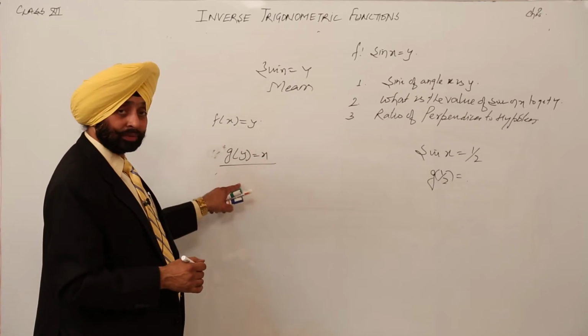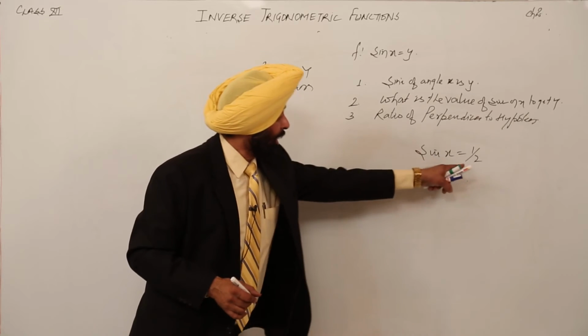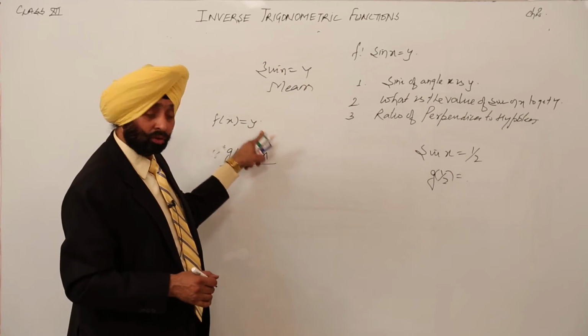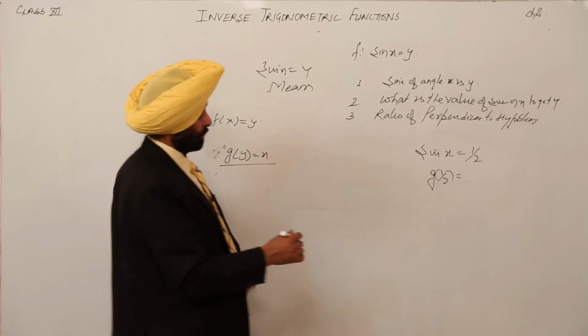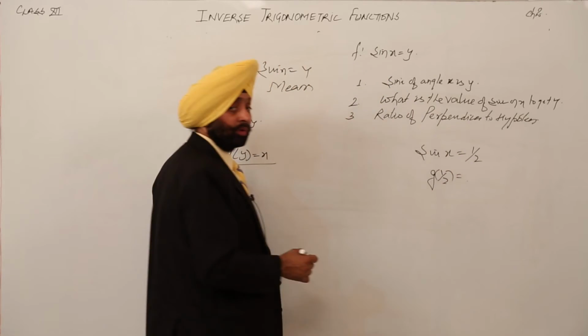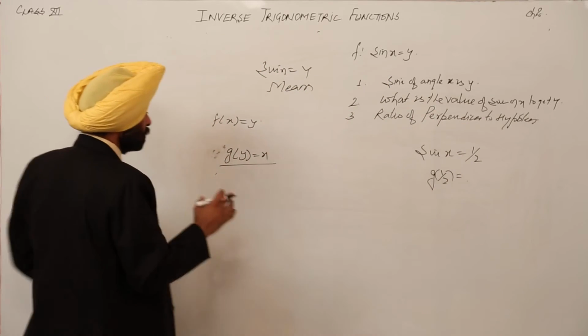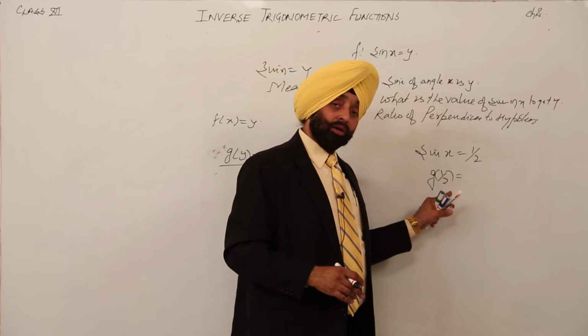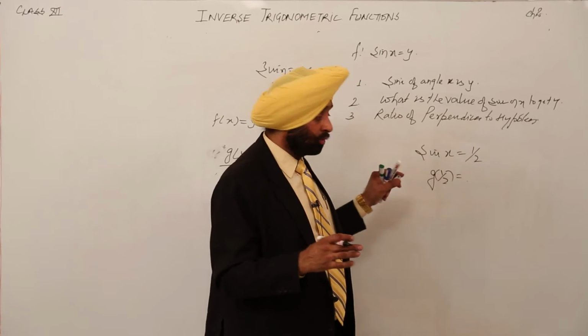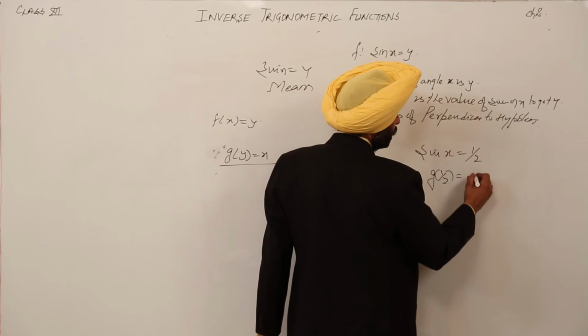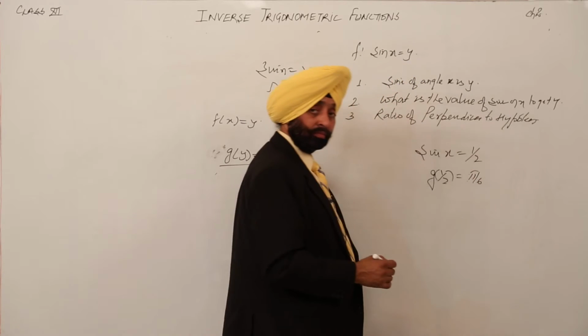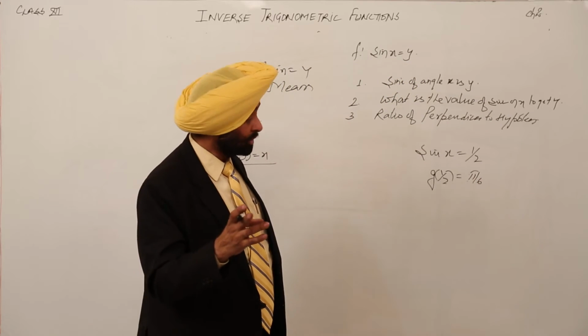So let's write this function. Now g takes y, so we write g of y. Here g of y is half. So when the value half is put in g, what will the answer be? That is pi by 6. This is the inverse. Okay, this is the inverse.